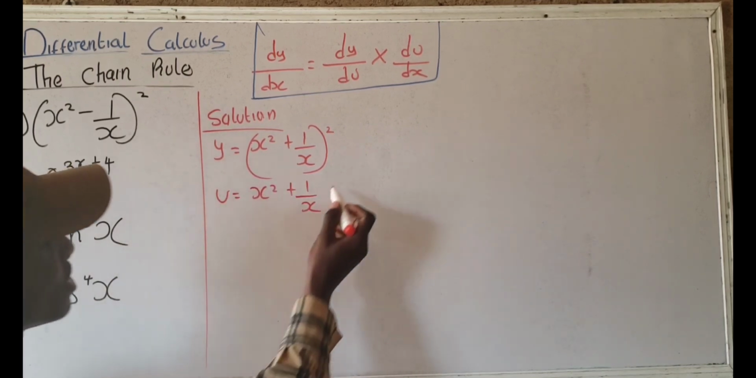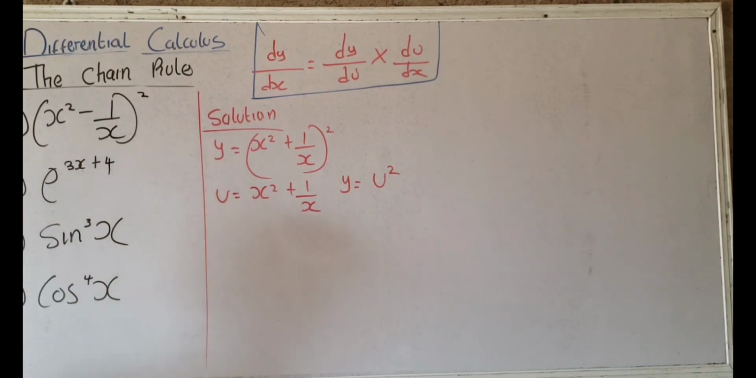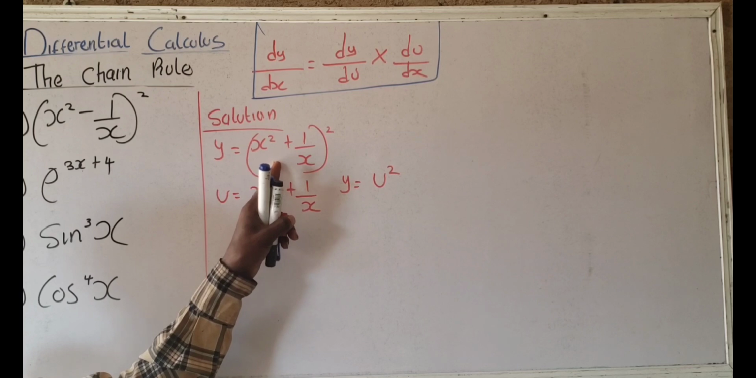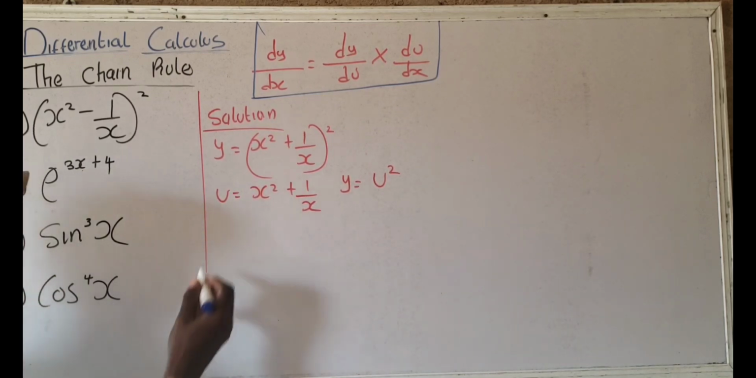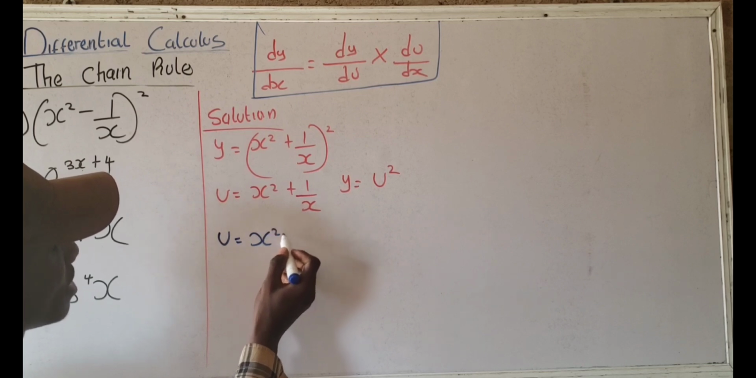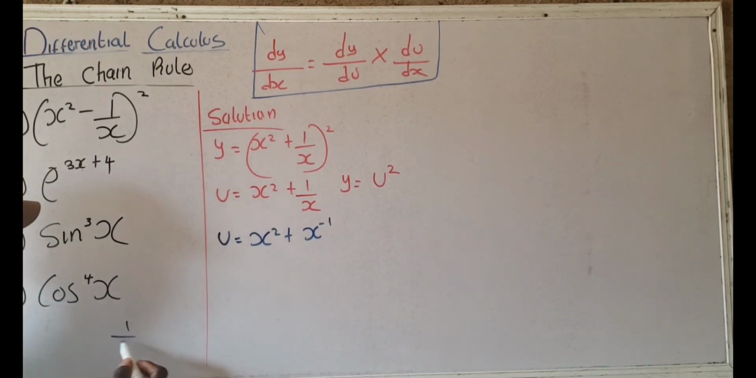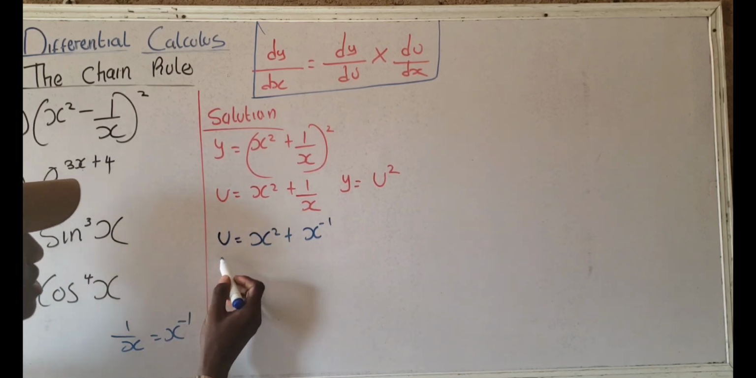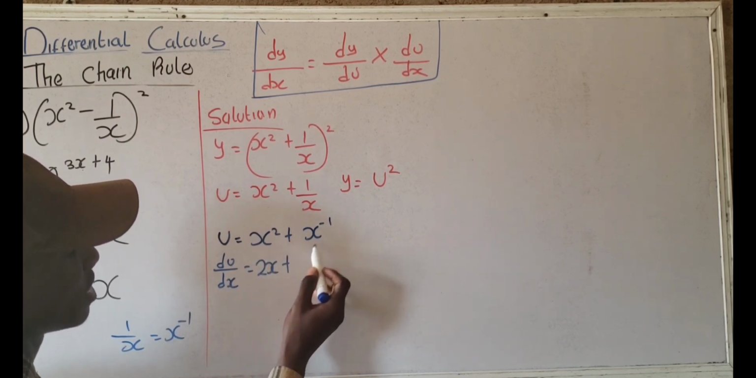In that case, that means y will be equal to u squared. Do you understand? The reason is because I've already set u equal to this. That means that y will be equal to u squared. Okay? Now, the next step is to take the derivative of both u and y. Now, you know u can be written as x squared plus x raised to the power of negative 1. According to the law of indices, 1 over x is the same thing as x raised to the power of negative 1. Okay? Now, let's differentiate u.